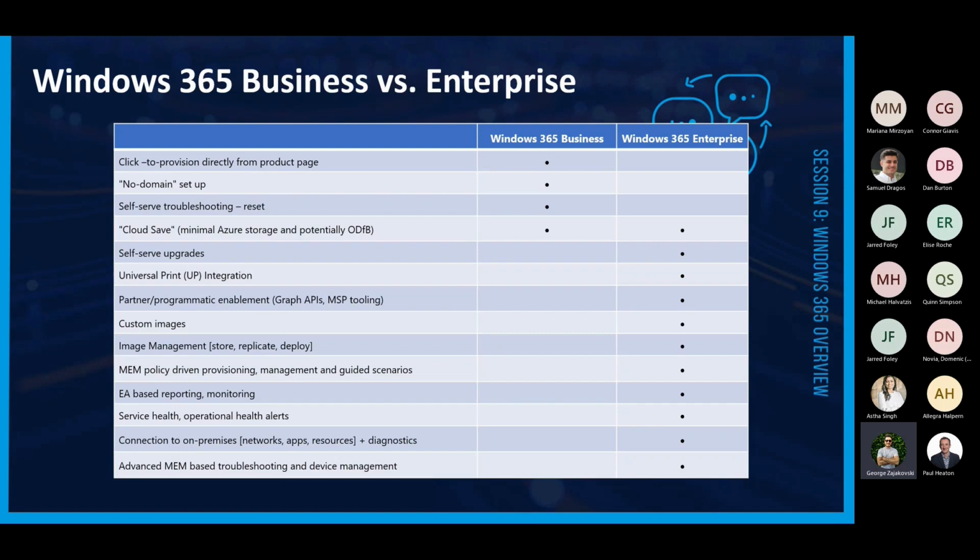And then you've also got connection to on-prem resources, right? So with Enterprise, the machines can be domain joined. They have access to on-prem resources, printers, file shares, all that sort of stuff. So there are some of the key differences between the two editions.